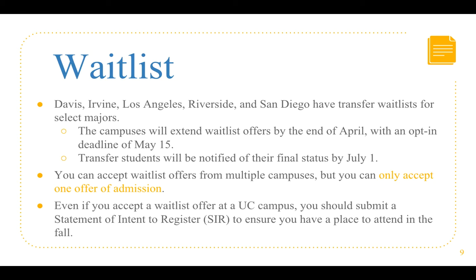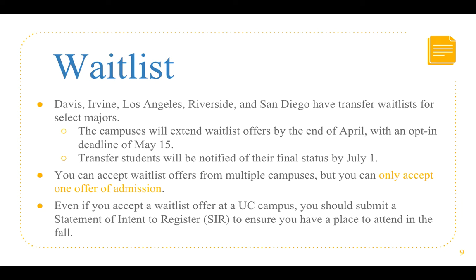Some campuses may have a wait list for certain majors. In the past, Davis, Irvine, LA, Riverside, and San Diego have had wait lists for select majors. They often extend waitlist offers by the end of April with an opt-in deadline of May 15th. So you're basically choosing whether or not you want to be on that waitlist. And then transfer students will be notified of their final status by July 1st.